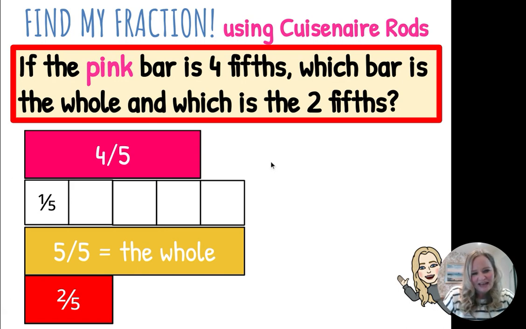We can then use that unit fraction of the white bar to iterate twice to work out that the red bar is worth 2/5.